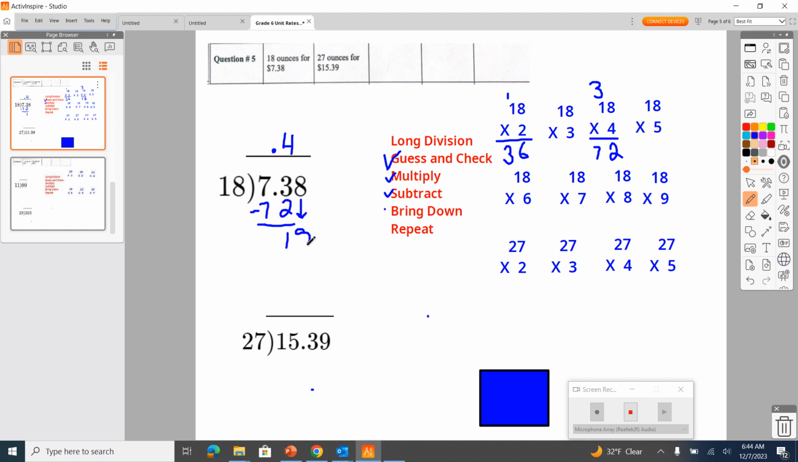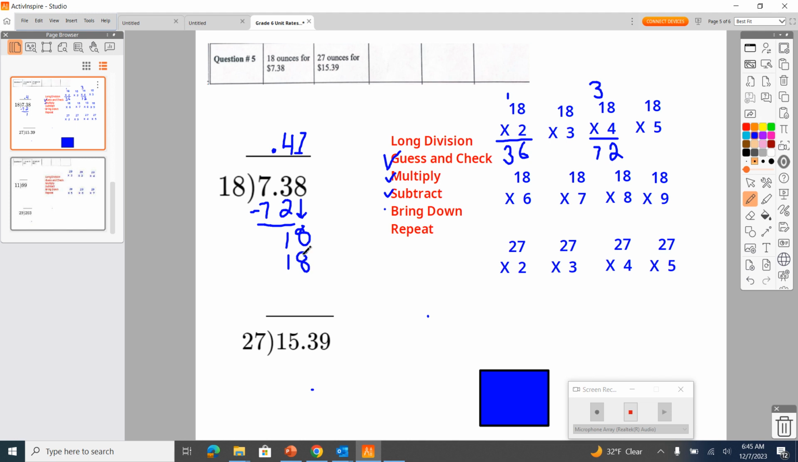And 18, this one I don't need to guess and check. I know that if I want to get 18, 18 divides into 18 one time. I don't actually need to do guess and check. I just know that. If I needed to, I could do it over to the side. So 1 times 18 is the same as 18 times 1 is 18.